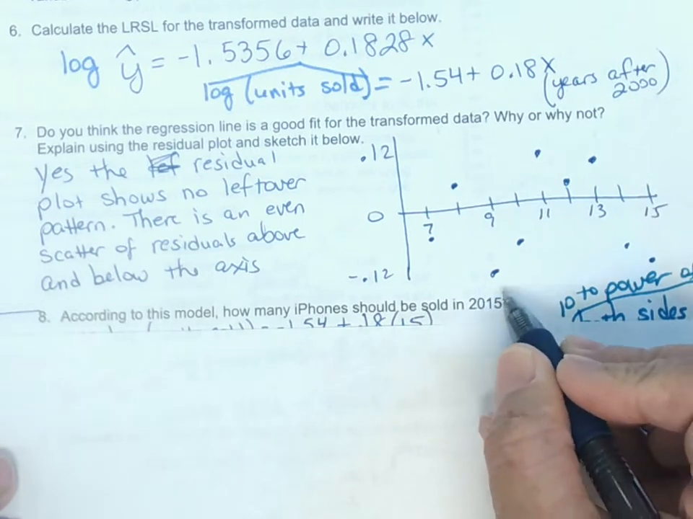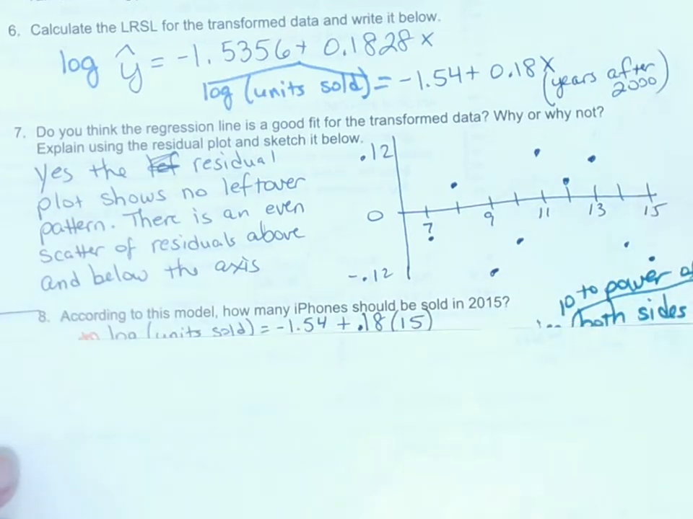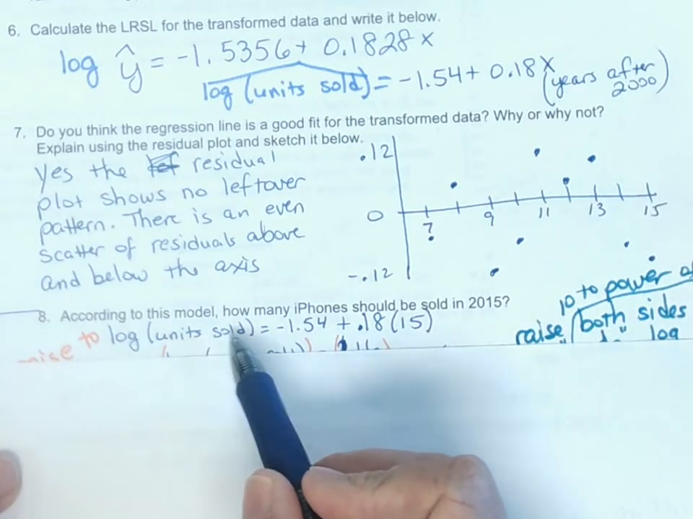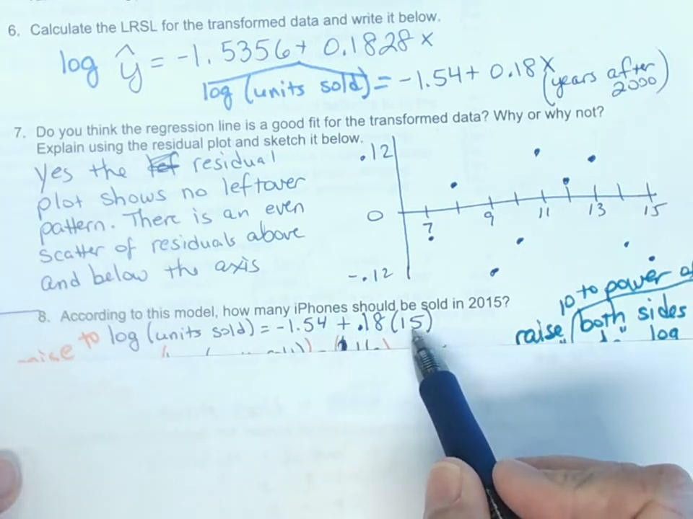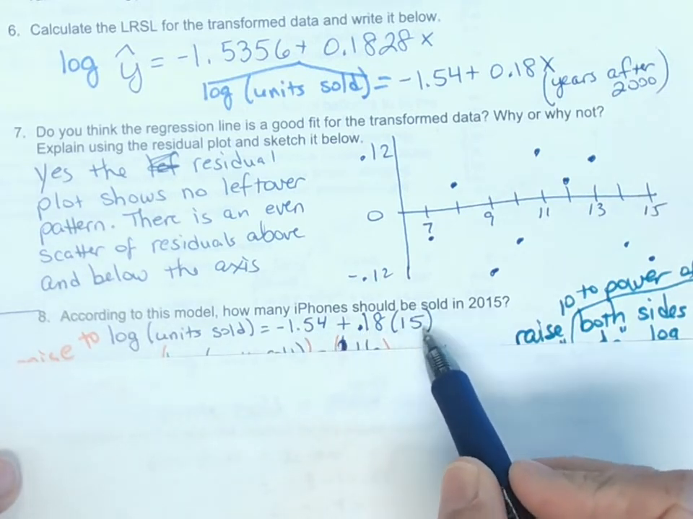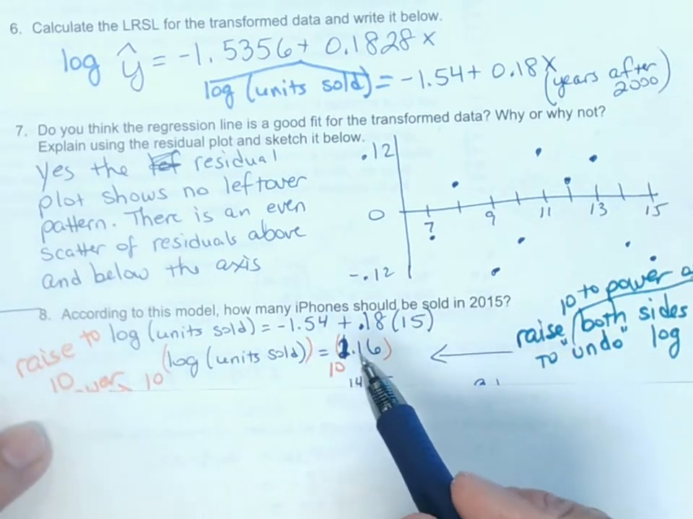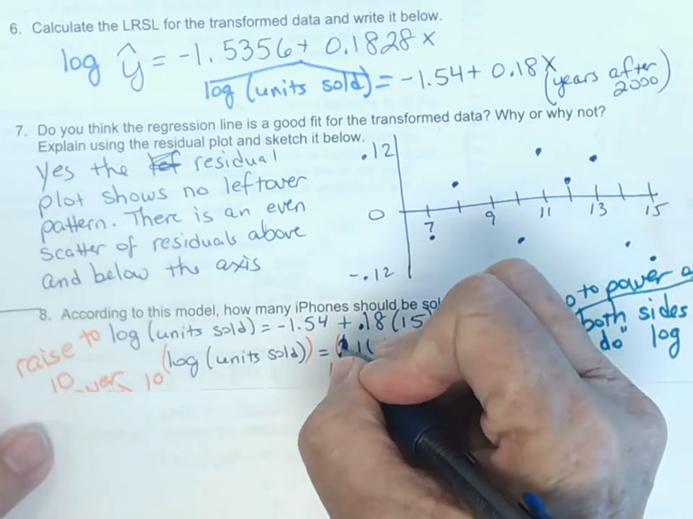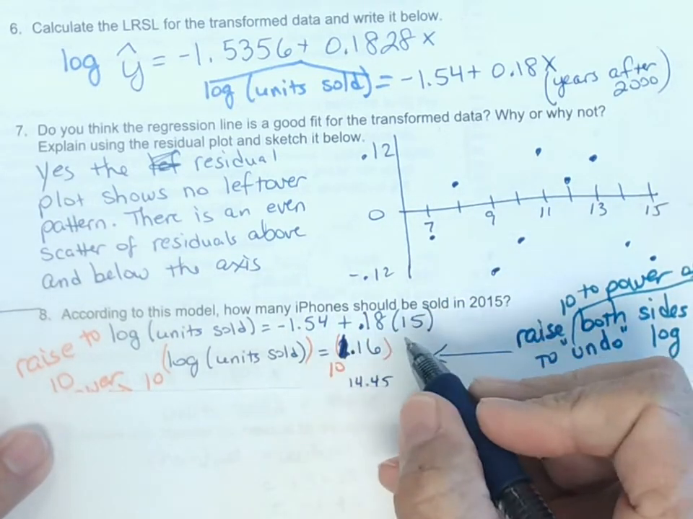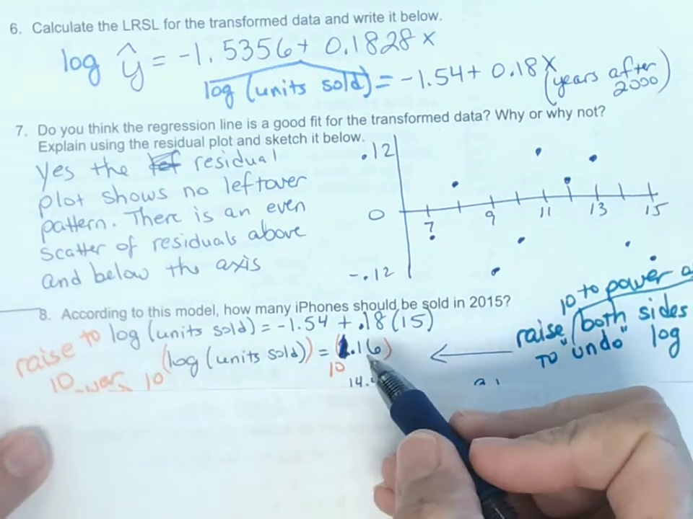So 15 is going to be my x value that I'm going to use to predict the number of iPhones sold. So I have log of my units sold equals negative 1.54 plus 0.18 times 15, because again, that's my explanatory variable. This over here just gives me a number, and that number was 1.16. So the log of my units sold equals 1.16.